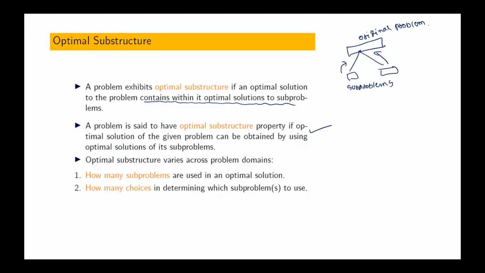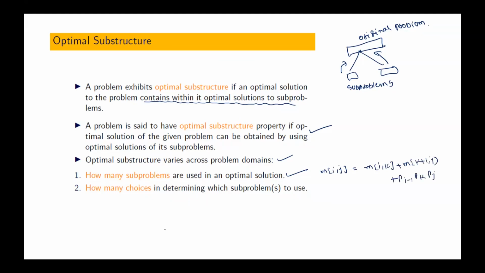But this optimal substructure varies across problem domains. There are mainly two important things we need to understand. How many subproblems are used in an optimal solution? In case of matrix chain multiplication, how many subproblems did we use in the optimal solution? M of ij equals M of ik plus M of k plus 1 comma j plus p i minus 1 p k p j.